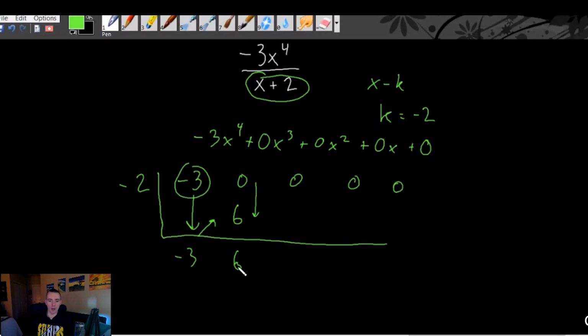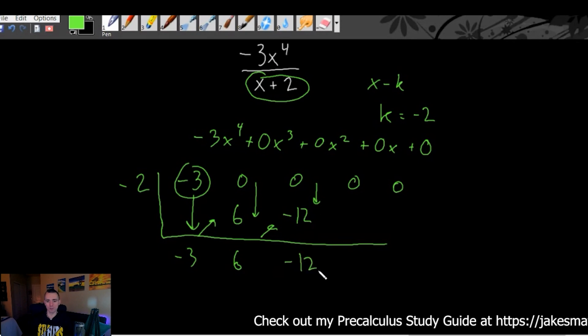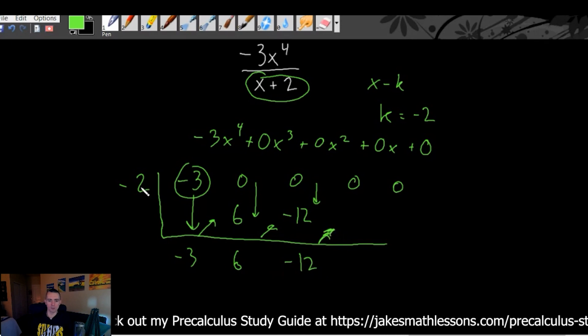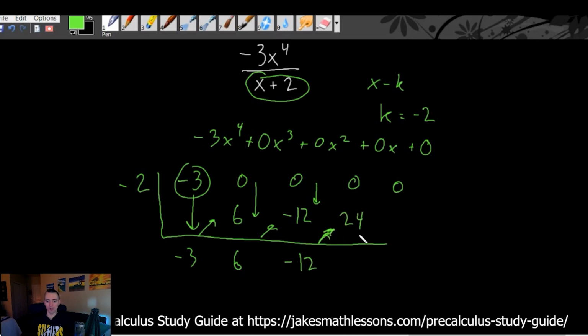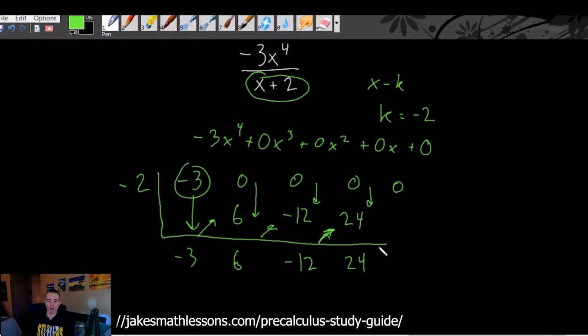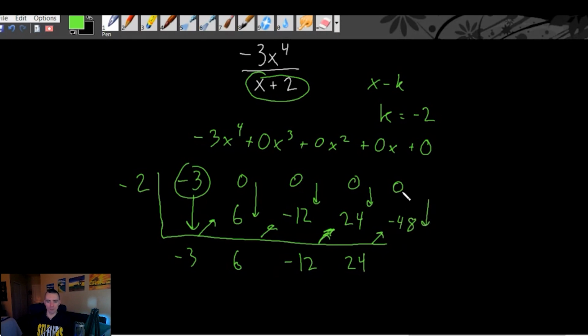So now we have a 6 times a negative 2 to do our next diagonal move. Gives us negative 12. Now we're going down. So we add 0 plus negative 12 is negative 12. Now we're going diagonal. So we multiply. Negative 12 times negative 2 gives us positive 24. And now we're going down. Whenever you go down, you add. So 0 plus 24 gives us 24. And now we go diagonal. Diagonal is multiply. So 24 times negative 2 gives us negative 48. And now we go down, so we add. So we go 0 plus negative 48 gives us negative 48.